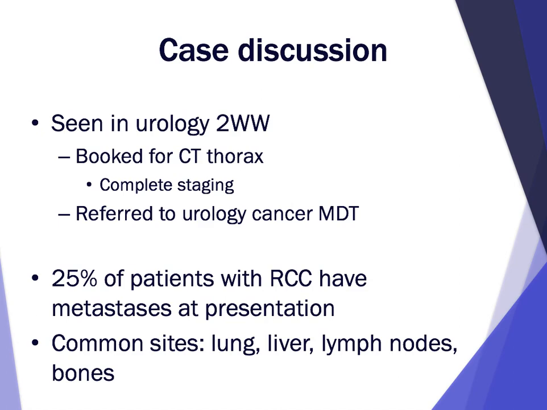The CT chest is quite important because 25% of the patients with renal cell carcinomas have metastases at presentation, and common sites for these metastases are lungs, liver, lymph nodes and bones. And the staging itself is very important because it has a big impact on prognosis. So stage 1 renal cell carcinoma, i.e. small, non-metastatic, non-invasive, has a 90% 5-year survival rate, and that's compared to stage 4, which is invasive metastatic cancer, which only has a 5% 5-year survival rate.